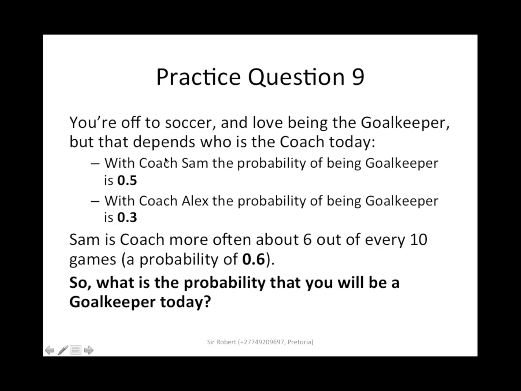You are off to soccer and love being the goalkeeper, but it depends on who is the coach. With Coach Sam, the probability of being a goalkeeper is 0.5. With Coach Alex, the probability of being a goalkeeper is 0.3. Sam is coach more often, about 6 out of 10 games. That is the probability of Sam being the coach. So what is the probability that you will be a goalkeeper today?